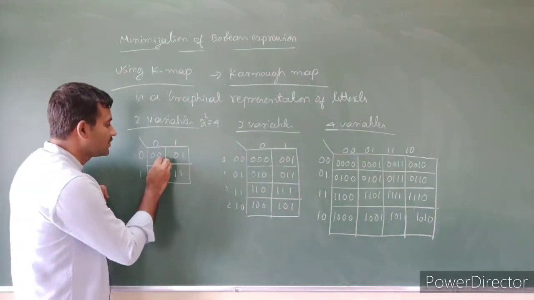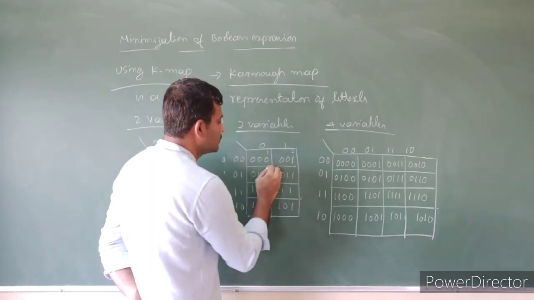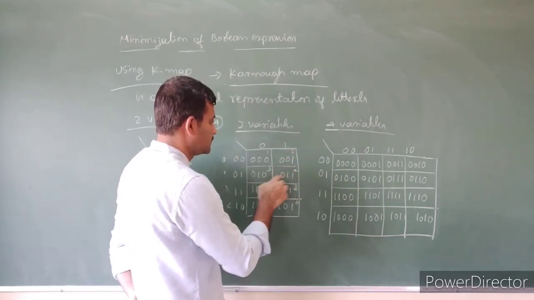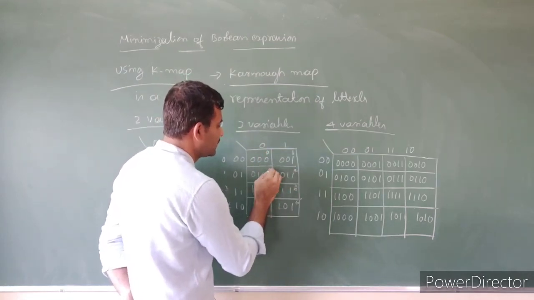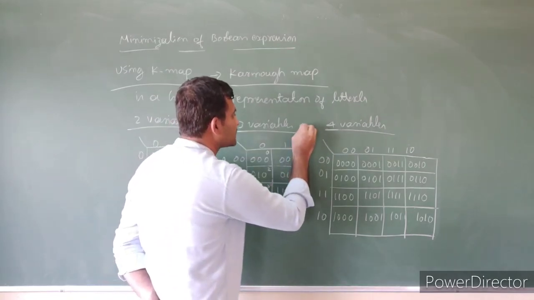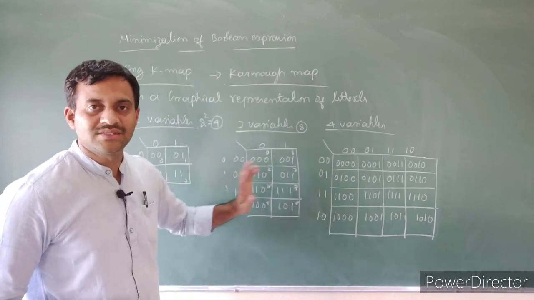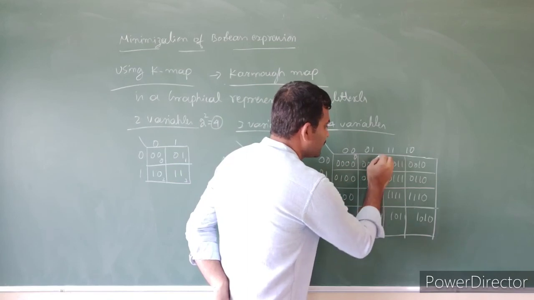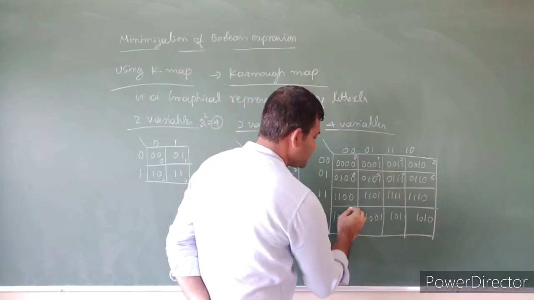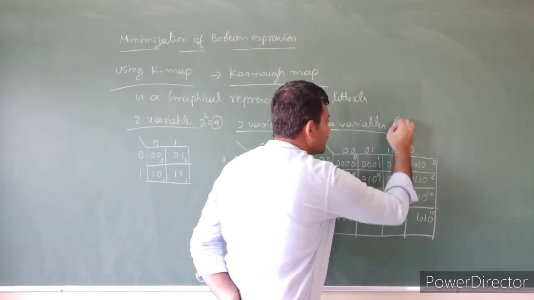See here, it is 0, 1, 2, 3. For 3 variables there are 8 cells: 0, 1, 2, 3, then 4, 5, 6, 7. Please make a correction: the total is 8 cells. Similarly for 16 cells, 0, 1, 2, 3, 4, 5, 6, 7, then 8, 9, 10, 11, 12, 13, 14 and 15. Total there are 16 cells.